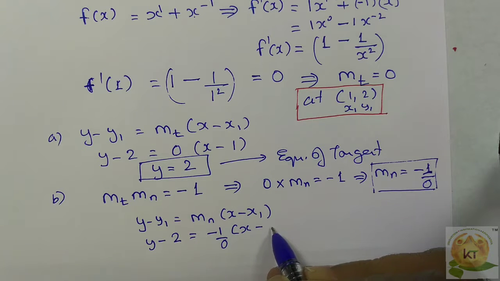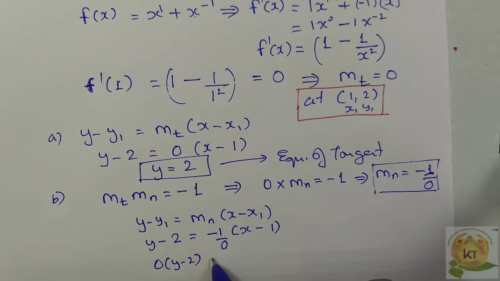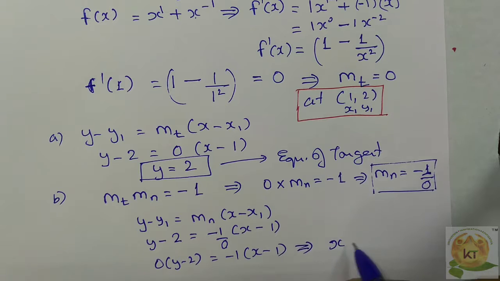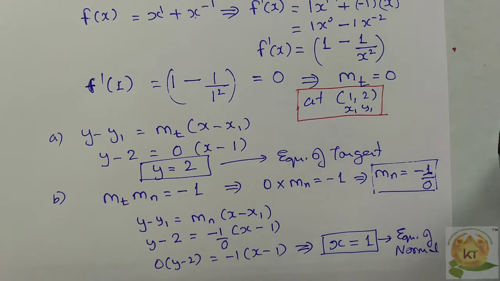And x1 is nothing but 1. I shift the 0 across, so 0 into (y minus 2) is equal to -1 into (x minus 1), correct? That gives me my equation of the normal as x equals 1. So this becomes my equation of normal. So now you can say that I have got my equation of the tangent and I have also got my equation of normal.